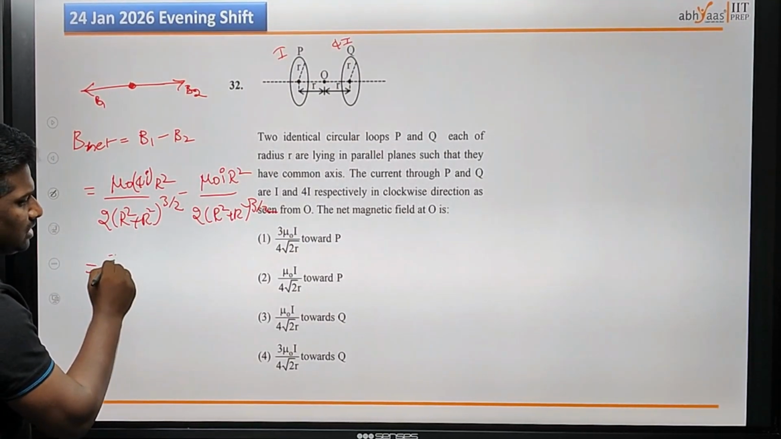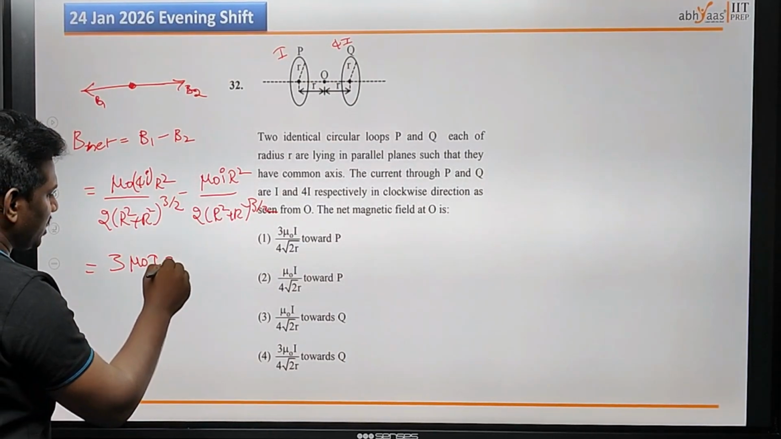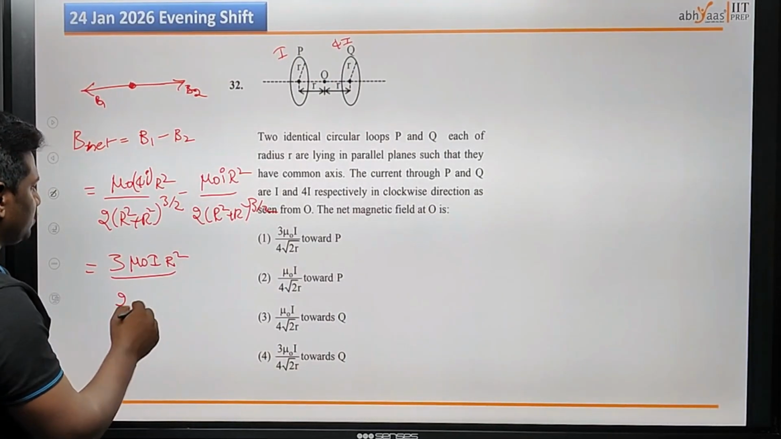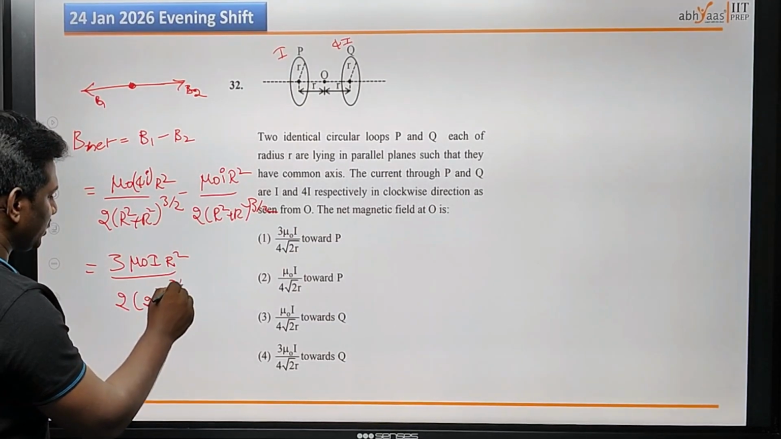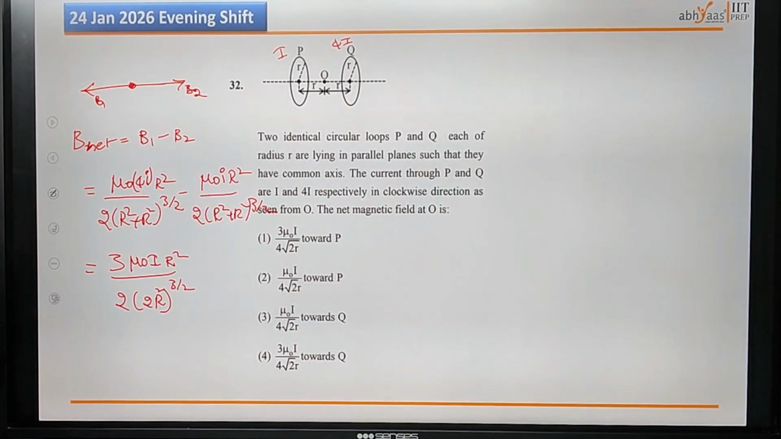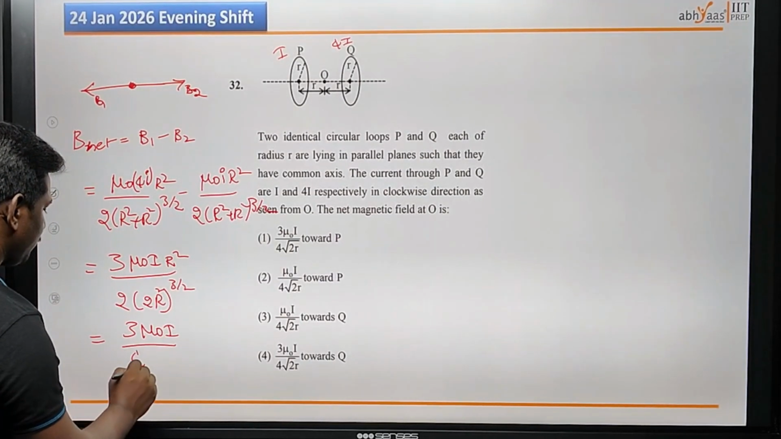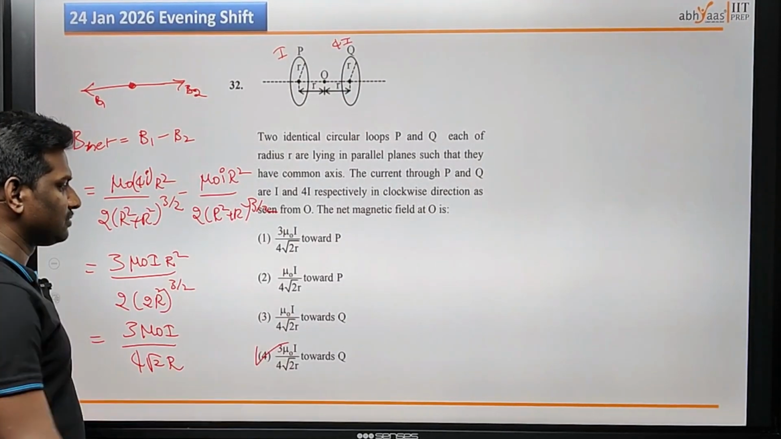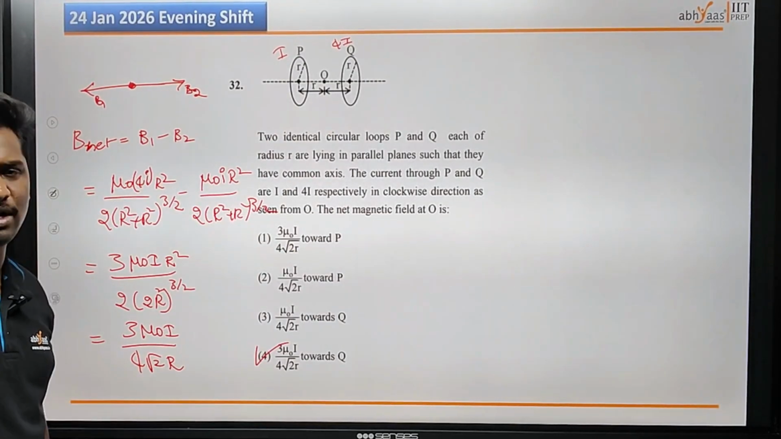So from this, 3 mu naught I R square by 2 into 2R square whole to the power 3 by 2. From this you will get 3 mu naught I by 4 root 2 R. This is your answer, directed towards Q. It is moving towards the Q side.